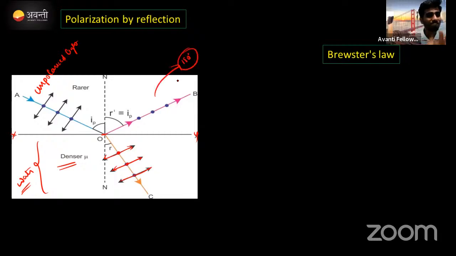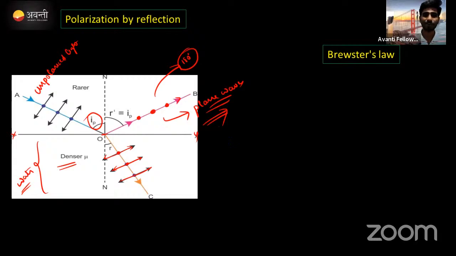At that time only one type of wave will be reflected. We call this a plane wave. Actually, light is a plane wave. If it is polarized, it always possesses plane polarization. But here a condition is there. Condition क्या है? Incident angle के ऊपर depend होता है.